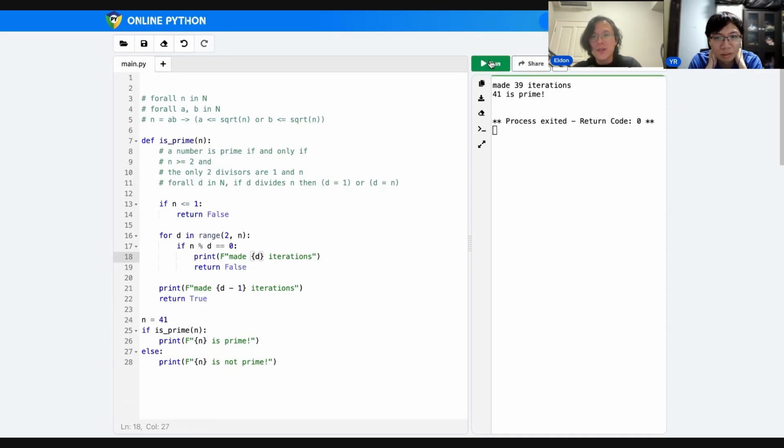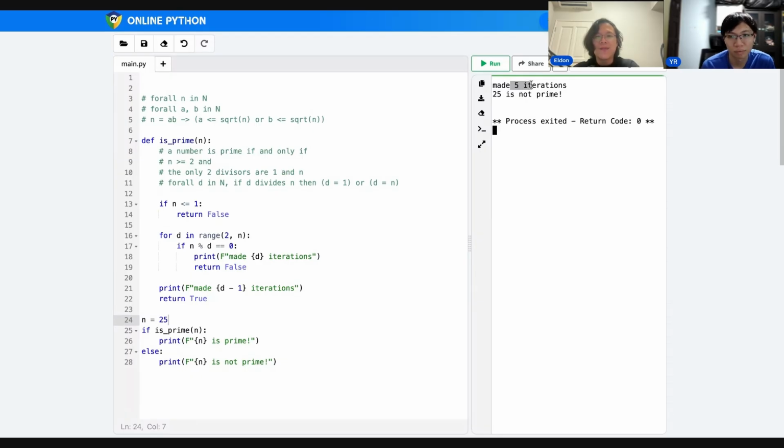So if it's prime, I made 39 iterations. Okay, it's around d iterations: d minus one, d minus two, close enough. But if let's say I have a number like 16, or okay, let's try 25, it only makes 5 iterations.